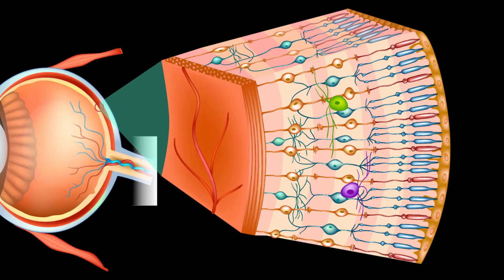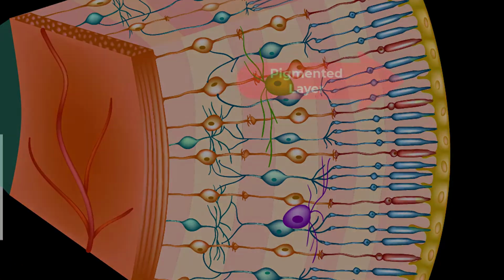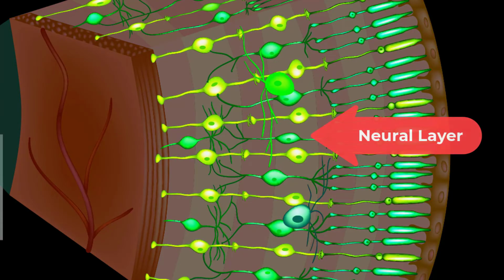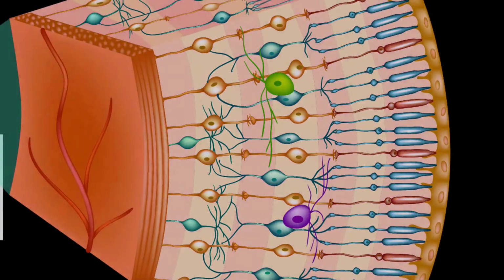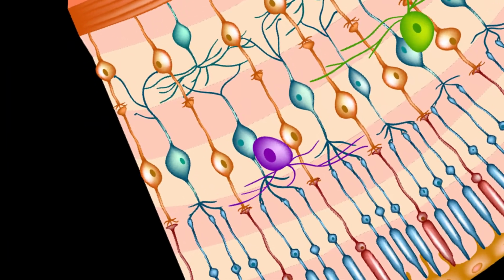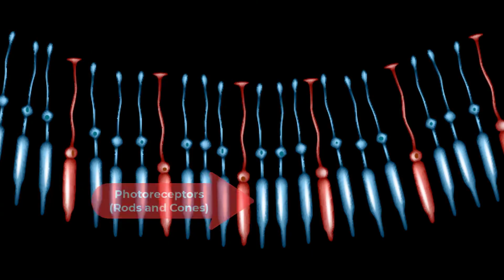The inner layer, or retina, consists of two distinct layers: an outer thin layer called the pigmented layer, and a thicker inner neural layer, which contains the visual receptors and associated neurons. The outermost layer contains the visual receptors. There are two types of photoreceptors: rods and cones.